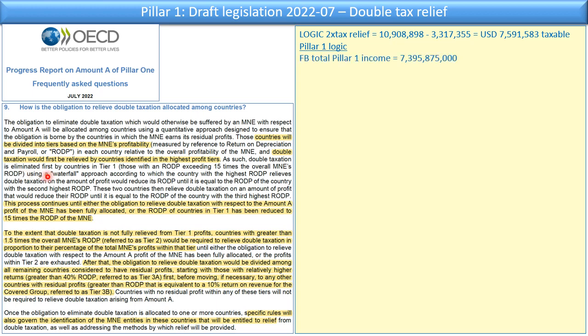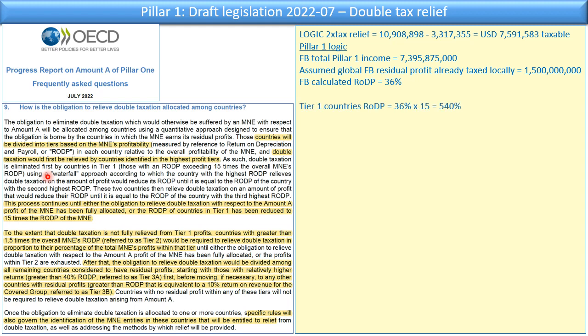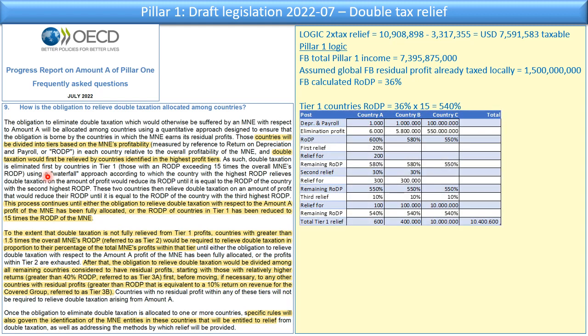So let's just plug in some numbers here. Facebook's total income is 7.4 billion for Pillar 1. We assume that the profits already taxed locally for Facebook is 1.5 billion, for instance, through Facebook Denmark and other Facebook entities around the globe. Facebook's calculated RODP we looked at is 36%. Now, the Tier 1 countries, therefore, will be those who have 15 times more than 36%. So they would have a return on depreciation and payroll of 540%.